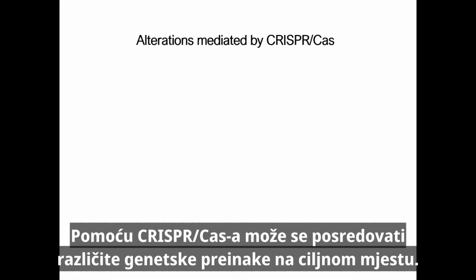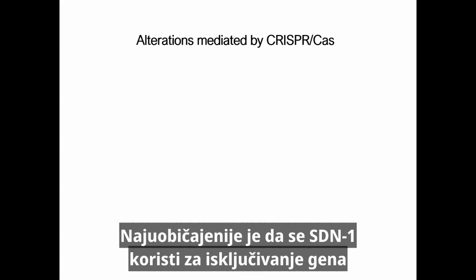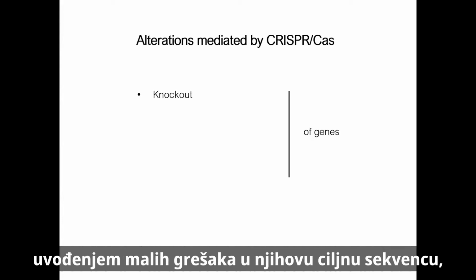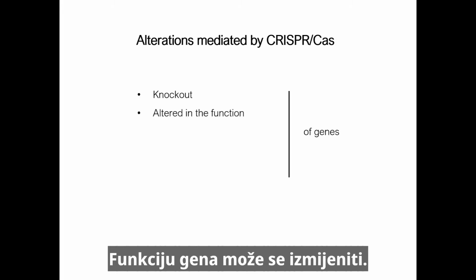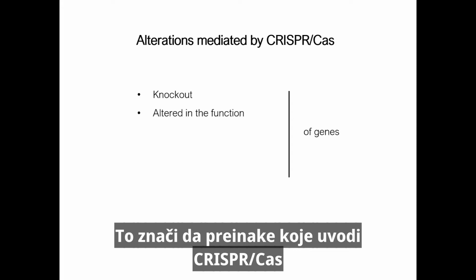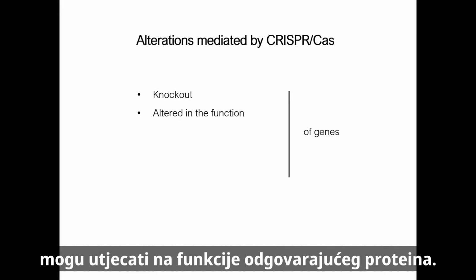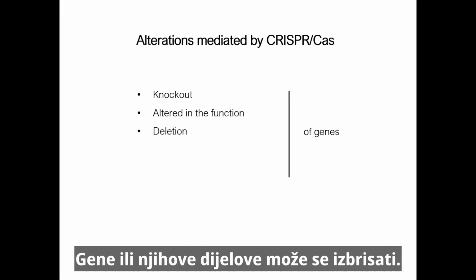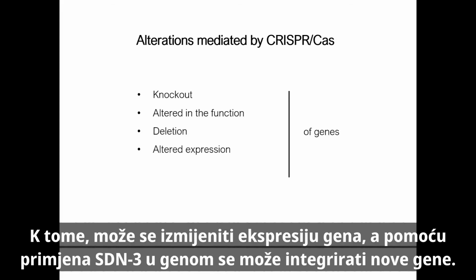Using CRISPR-Cas, different genetic alterations at the target site can be mediated. Most commonly, SDN1 applications are used to knock out genes by integration of small errors into their target sequence, so that the gene no longer functions. The gene function can be altered. This means that the alterations introduced by CRISPR-Cas can have an impact on the functions of the corresponding protein. Genes or part of them can be deleted. In addition, the gene expression can be altered, and new genes can be integrated into the genome by SDN3 applications.